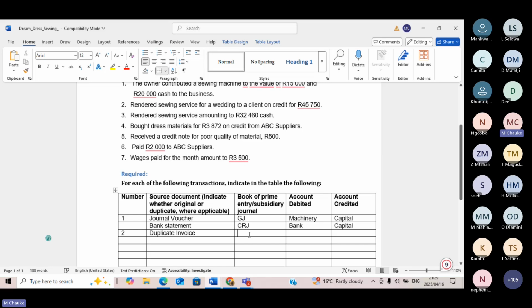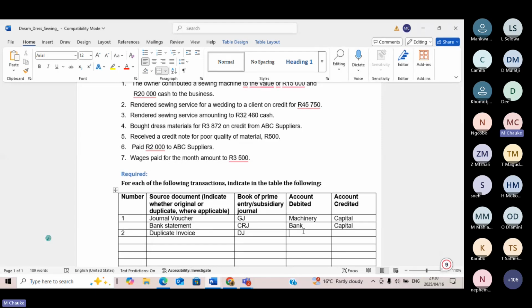And then since we have rendered a service on credit, the book of prime entry, or subsidiary journal, is going to be the debtors journal, DJ. That's the book where we record transactions when we sell a service or when we sell goods on credit, right? Or when we render a service on credit. This is the book where we record credit sales. And the two accounts affected are going to be debtors and service rendered.